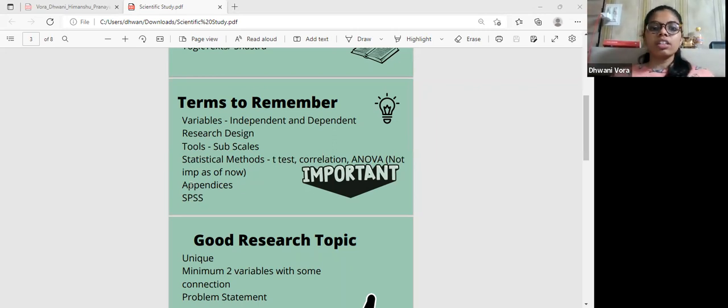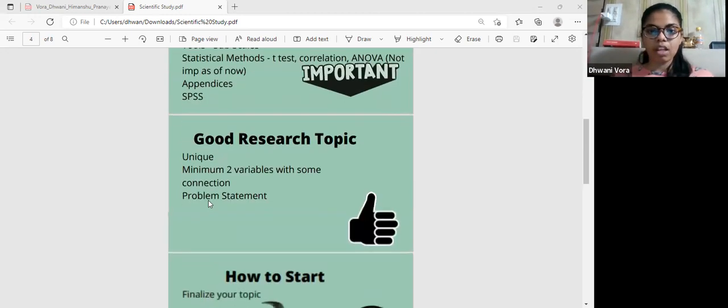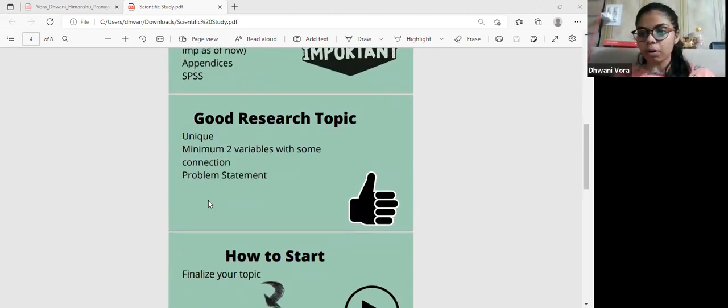Okay. Now research should also have appendices. So वो क्या है कि हम लोग ने जो भी questionnaire या tools use किए, उसका सब डिटेल appendix में आना चाहिए. And SPSS is a software जिसपे statistics हम लोग करते हैं. Okay. Right now it's not very important because we don't have to conduct. Next semester या उसके बाद वाले में हमें चाहिए रहेगा.